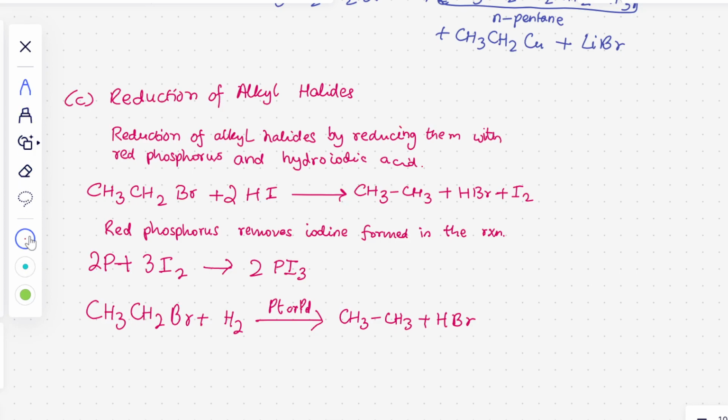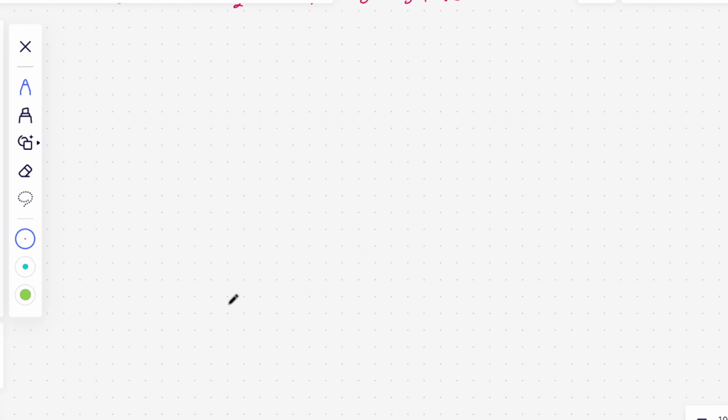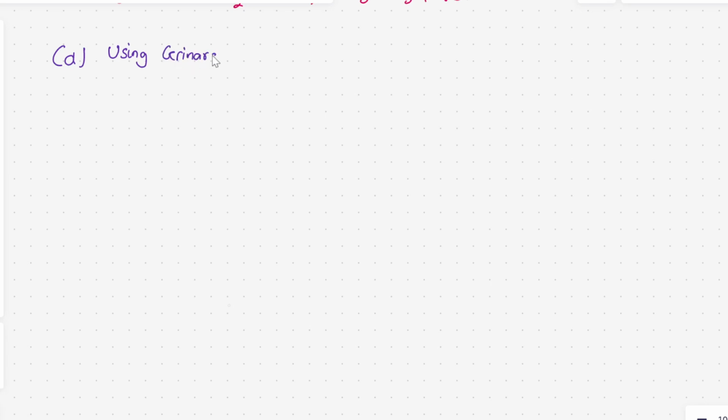And lastly, from alkyl halides, we also could prepare alkenes using Grignard reagents. Let's first look at what Grignard reagents are. The form of a Grignard reagent is RMgX.